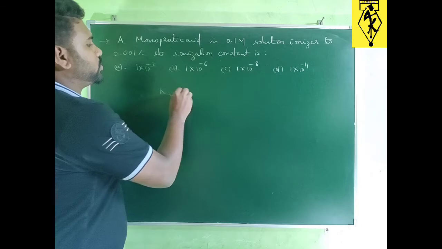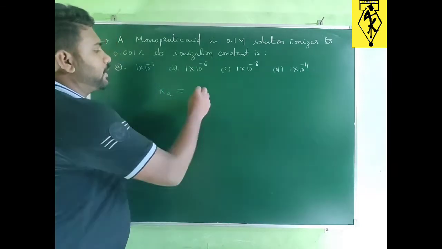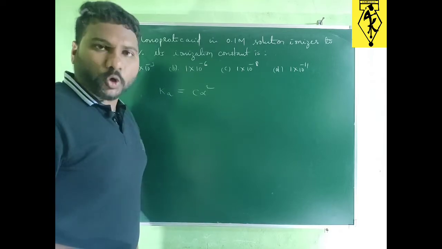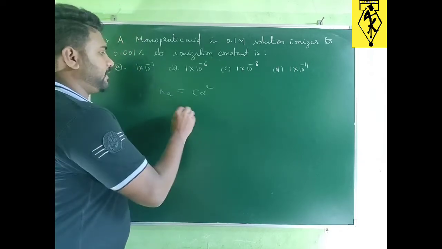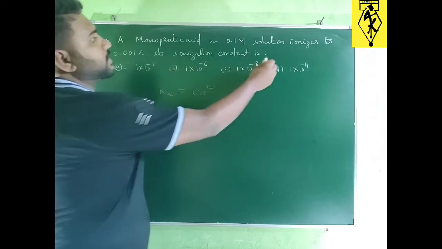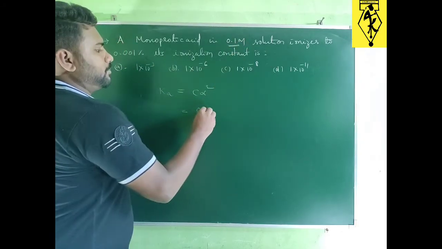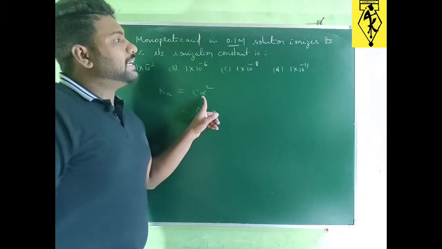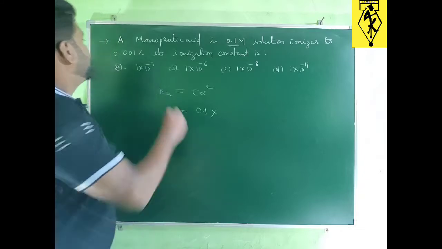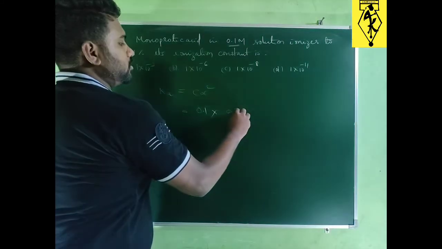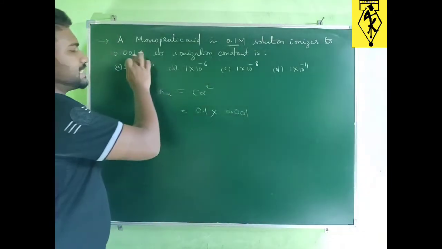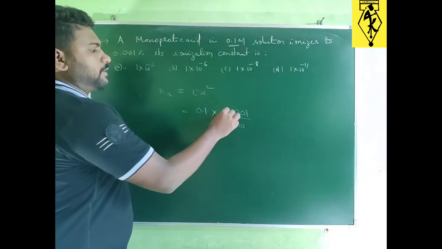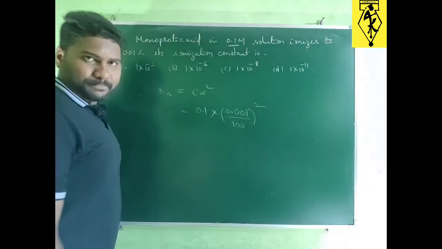So Ka is equal to, what is that formula? C alpha square. Here C is the concentration they have given. What is that concentration? 0.1 M. So 0.1 into alpha, the degree of ionization. 0.001 percentage they have given, so we have to divide by 100, alpha square.